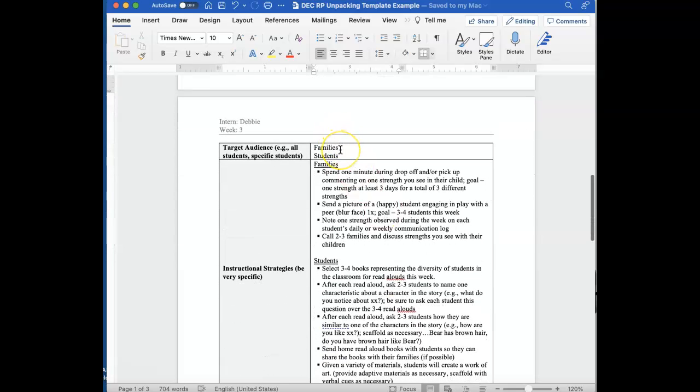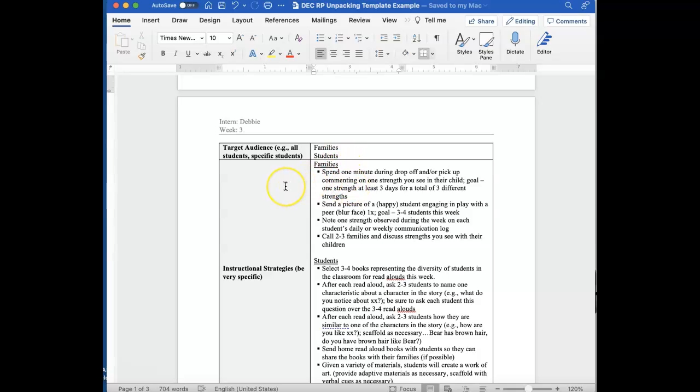Target audience, families and students. And you will notice that I try to use the term families and not parents, because we have students that are living with their families who may or may not be their parents. So that's just a little aside of why I use the term families and not parents.